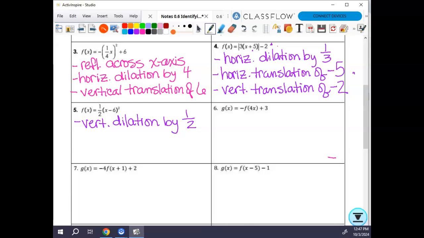All right. Does this 6 affect X or Y? X. So this is a horizontal translation. Translation of what? 6. Good, and it's a positive 6.